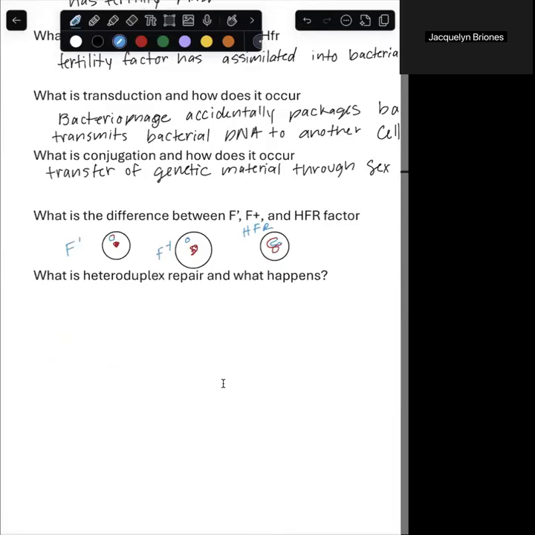So what is a heteroduplex repair and what happens? So it repairs the mismatch of one or more bases, of one or more base pair mistakes.